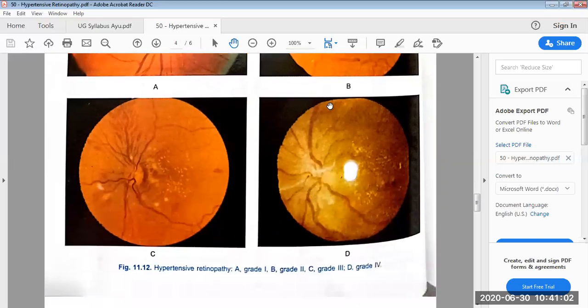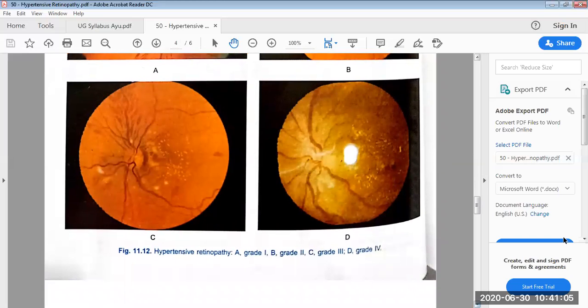Then there is grade 3, the C image. This consists of the grade 2 changes plus the copper wiring of the arterioles, banking of veins distal to the arteriovenous crossings, tapering of veins on either side of the crossings, right angle deflection of veins, and flame shaped hemorrhages and cotton wool spots, you can see the white spots in this, and hard exudates. In grade 4, it consists of all the changes of grade 3 plus the silver wiring of the arterioles and papilloedema.